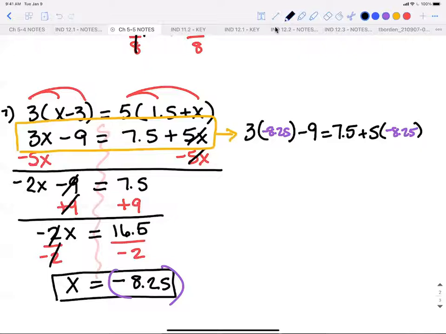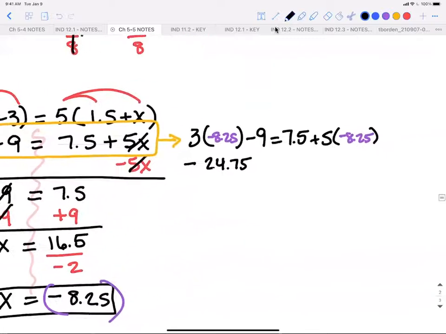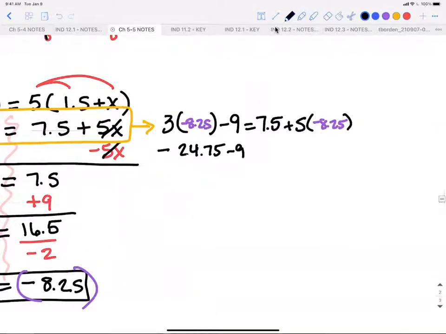A positive 3 times a negative 8 is going to give me a positive or a negative? Negative. So I'm going to stick my negative sign here because I'm not relying on my calculator for that. And in my calculator, I'm going to put 3 times 8.25, and I get 24.75. And I already know that that's a negative 24.75 minus 9. And then I'm going to go ahead and combine negative 24.75 minus 9, and I get negative 33.75. That's simplifying the left.